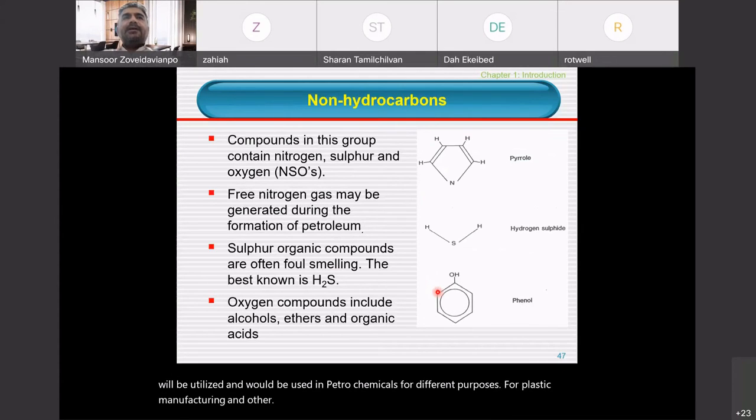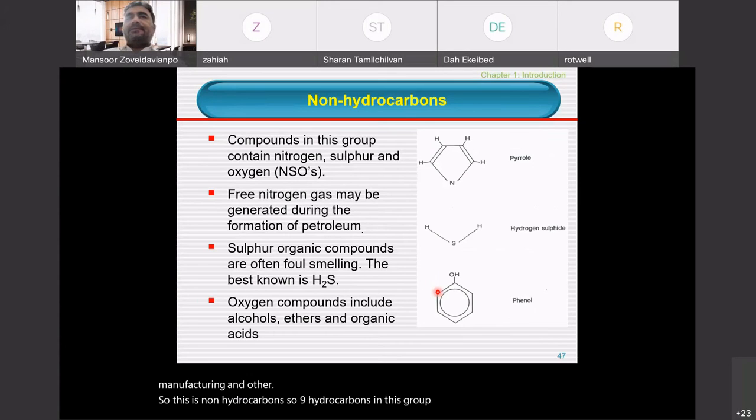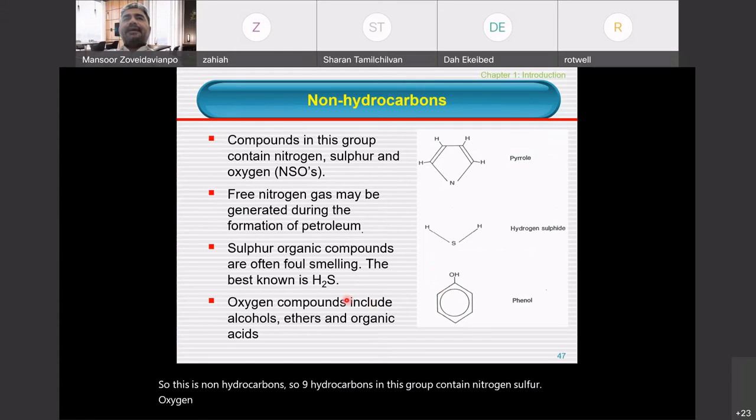Okay, so these are NSO hydrocarbons. The hydrocarbons in this group contain nitrogen, sulfur, and oxygen. Free nitrogen gas may be generated during the formation of petroleum. Sulfur organic compounds are often foul smelling. The best known is H2S. H2S is very, very important in the production of oil and gas.